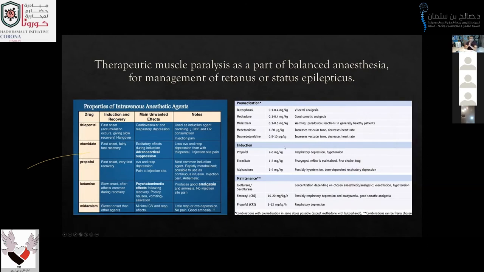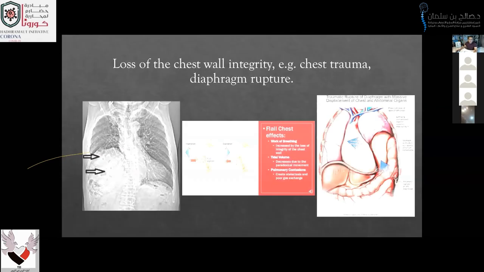Therapeutic muscle paralysis due to anesthesia, treatment of tetanus, and treatment of status epilepticus with these drugs or their derivatives logically lead to paralysis of respiration and respiratory depression. That's why they need intubation and mechanical ventilation during the treatment if the dose gets too high.